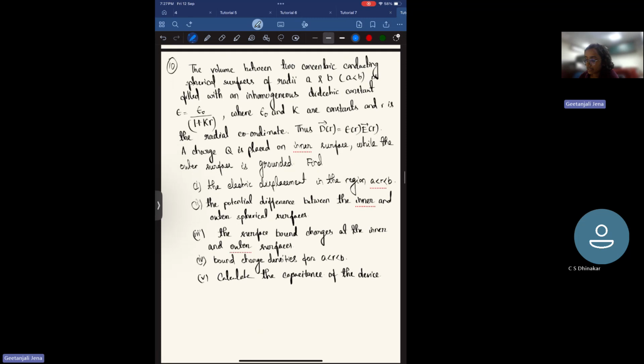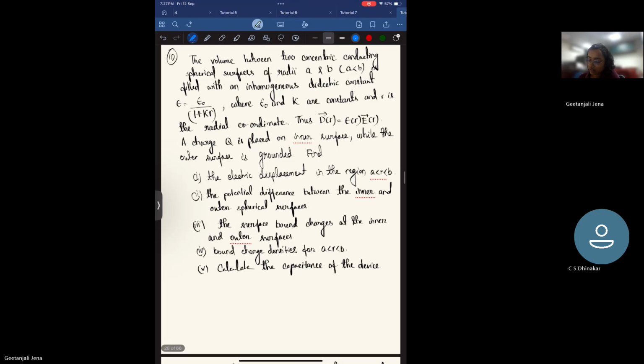Okay, so let us move to our next problem. Please go through the question once. Let me read out the question. There is a volume between two concentric conducting spherical surfaces of radius A and B. B is greater than A, and this is filled with an inhomogeneous dielectric constant. I think it's better if I draw the diagram first.